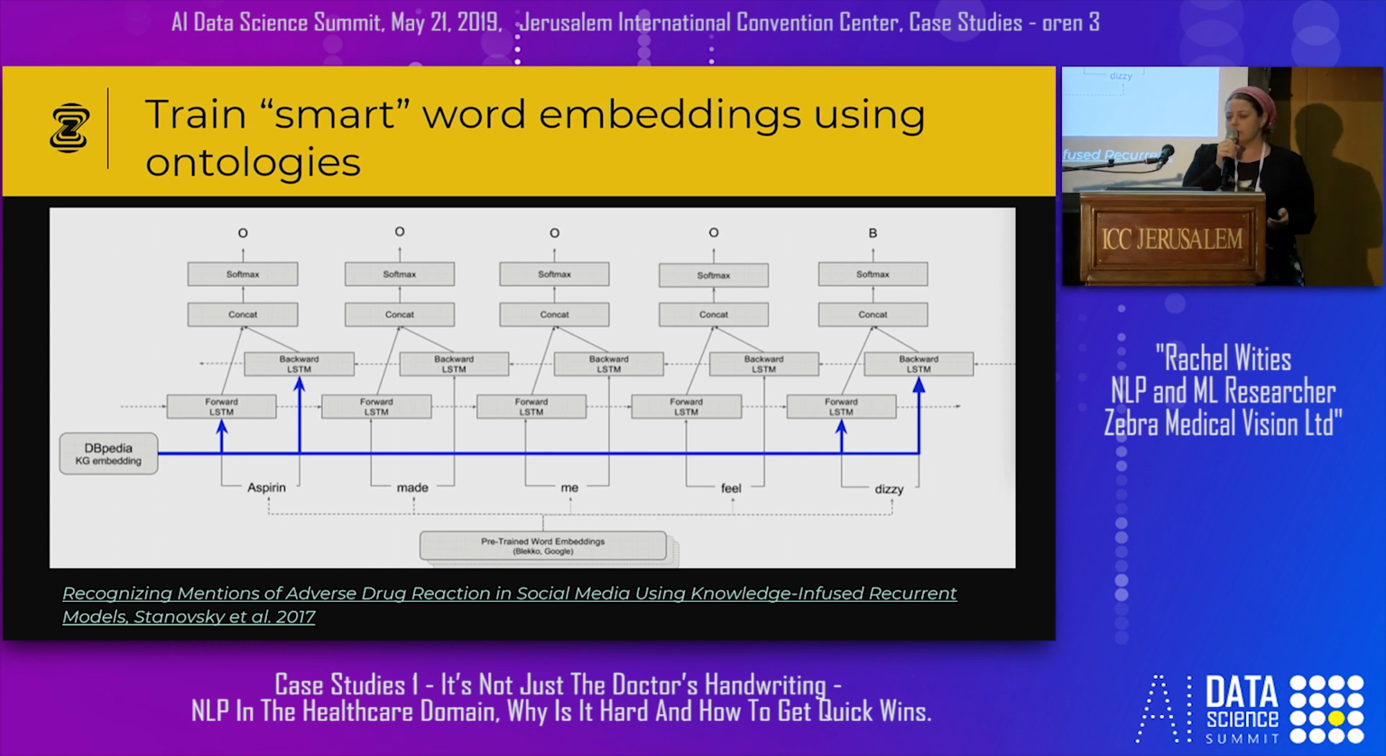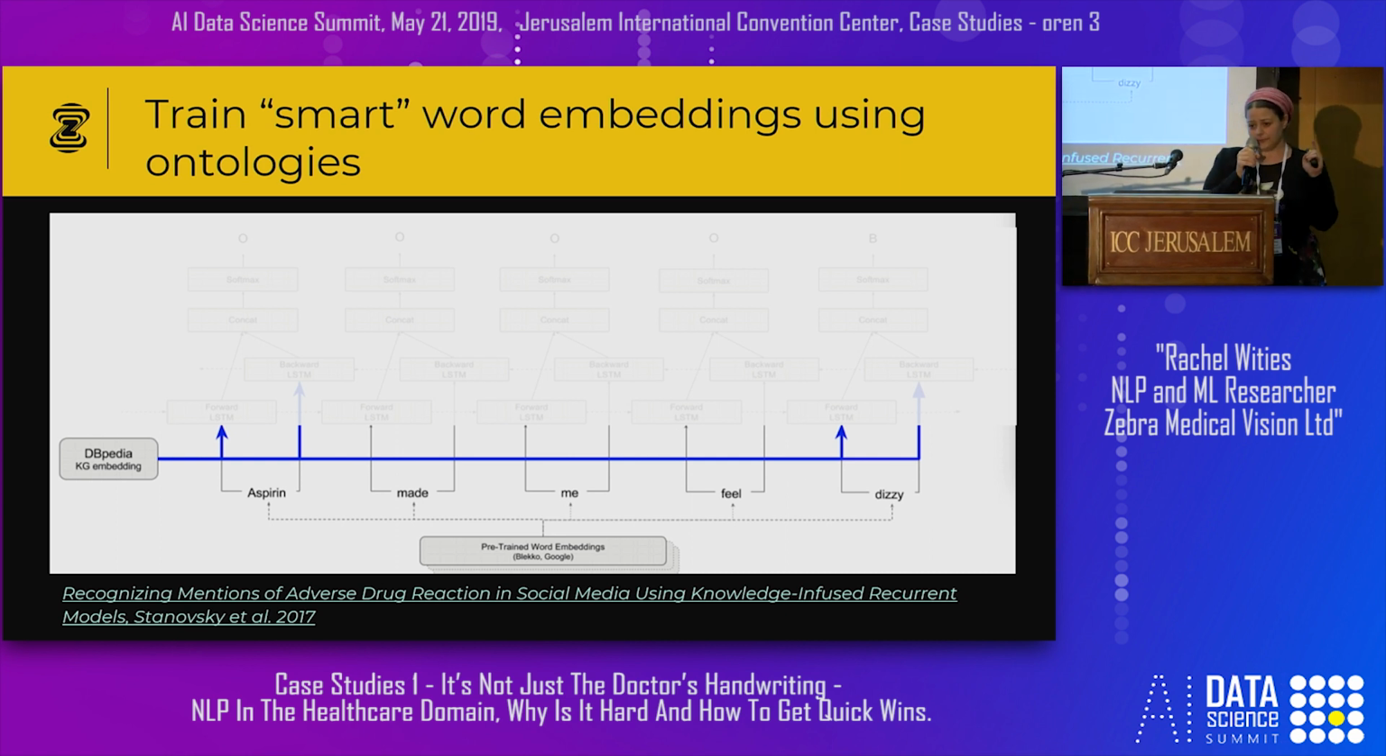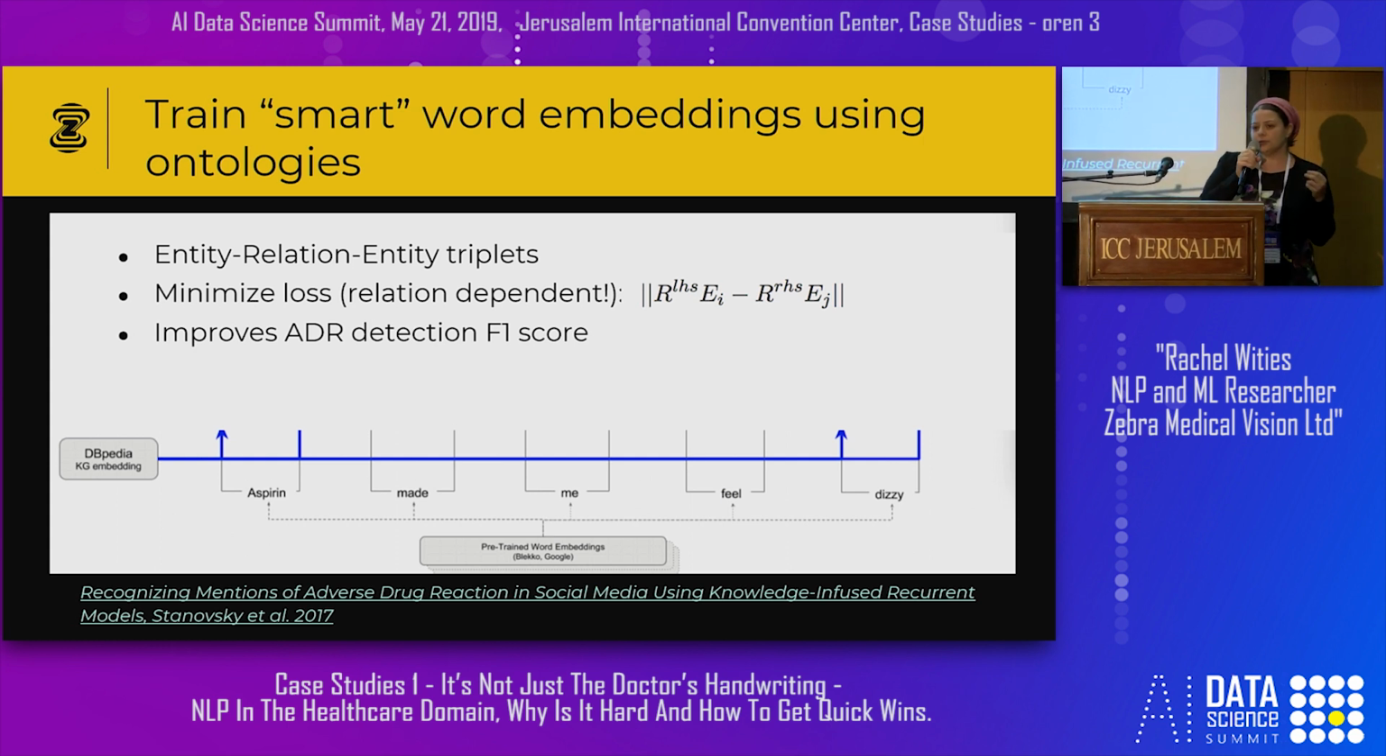What they were trying to do is recognize mentions of adverse drug reaction, and they have this cool LSTM here. It's not really interesting. Let's look at what happens at the input level. So they actually use here two different sets of word embeddings. One set is pre-trained word embeddings on regular text, and another set that was trained on DBpedia, the knowledge graph that I showed you before. And how did they do it? So instead of feeding it with pairs of words and asking whether they appear together, they fed it with triplets of entity, relation, entity, and it had to predict whether this triplet appears in DBpedia or not.